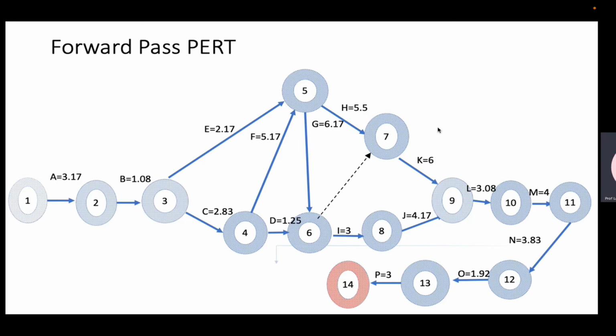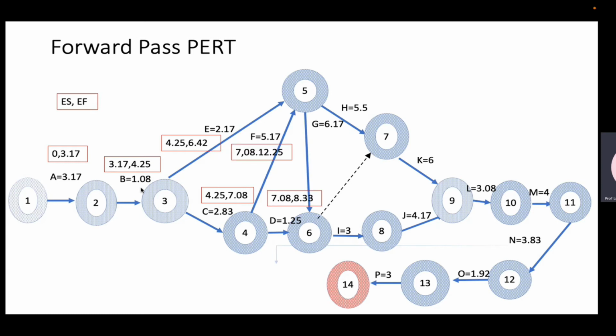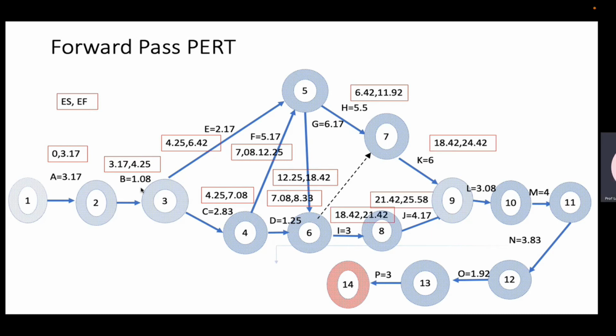Then we calculate the earliest start, earliest finish. So it will be 0 and 3.17. You get the earliest start and earliest finish, or earliest start and earliest completion. You use it both ways. So now this will start at 3.17 and end at 4.25, which is nothing but 3.17 plus 1.08. So this precedence has to be kept in mind. These are all written on top of the arrow.